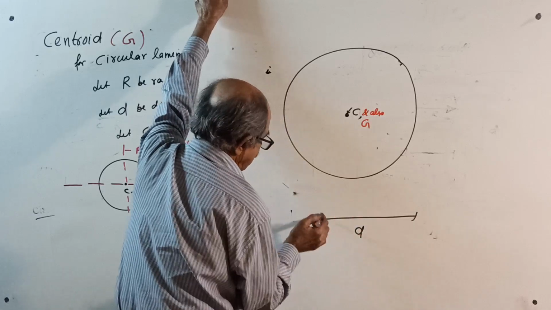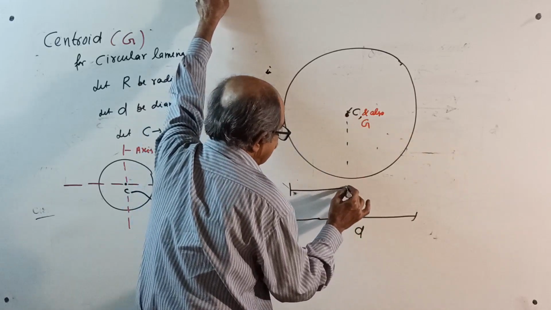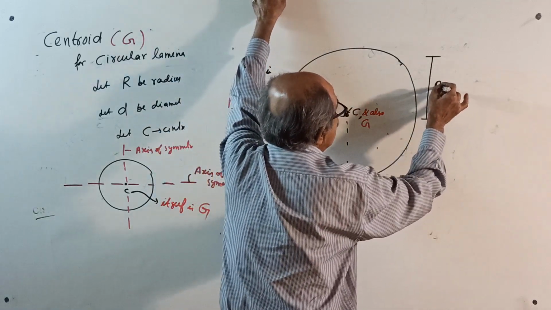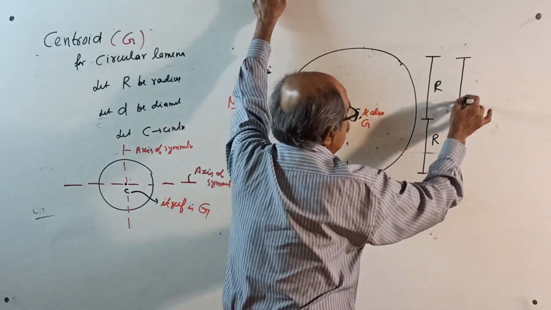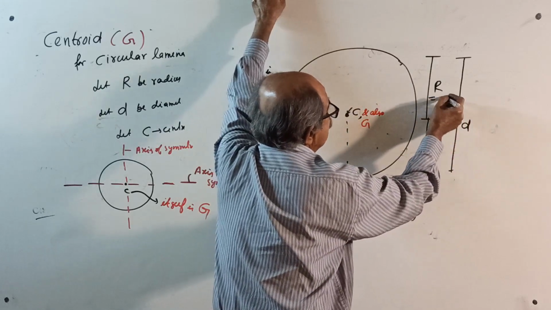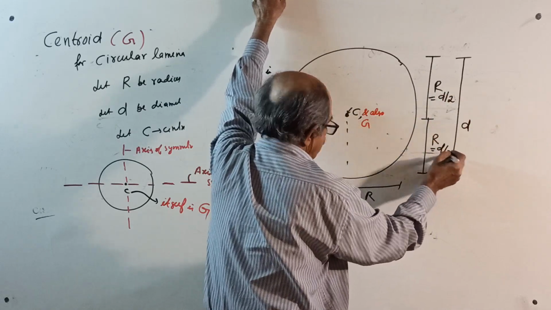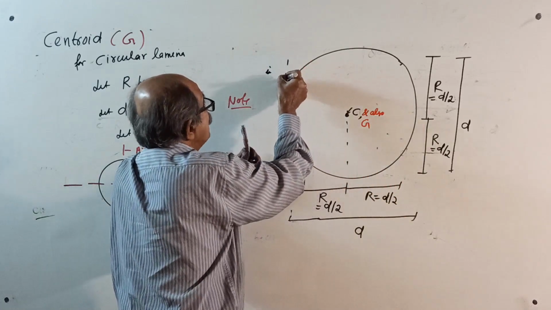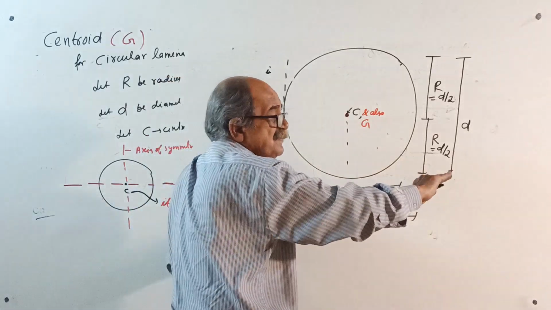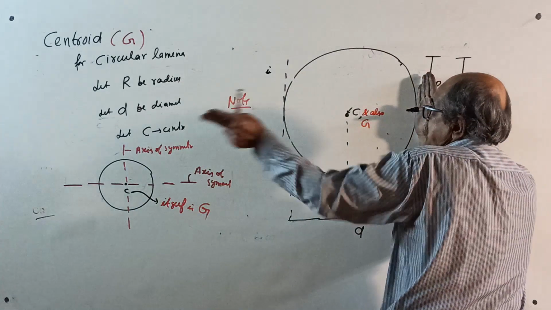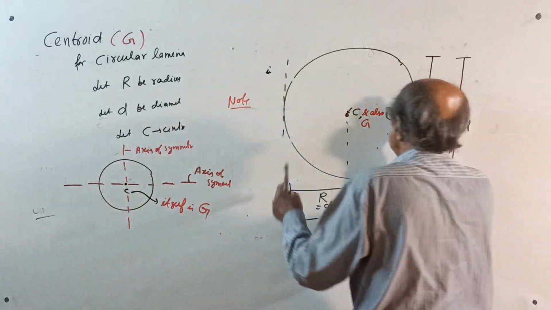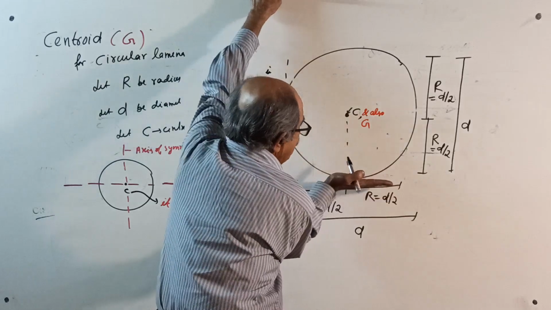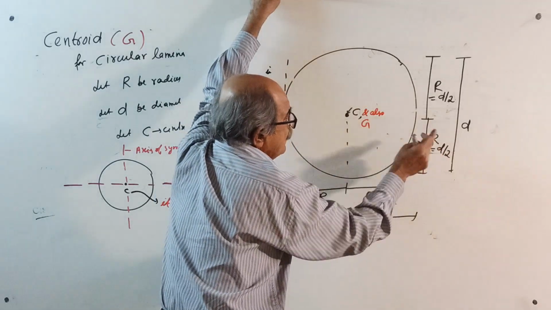So no location is needed. This is diameter D. To make it clear, this is radius R, radius R, radius R. Here also, this is radius R. This is diameter D. So radius R is D by 2. Suppose you want the centroid distance from this reference axis: either you tell the radius or the diameter by 2. If I want it from the top edge, the centroidal distance is either radius or diameter by 2.